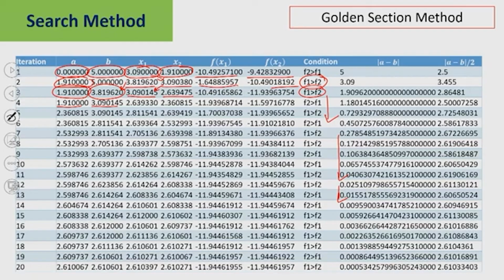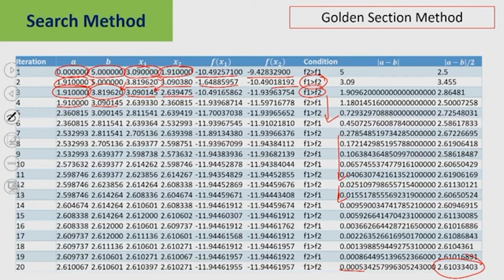So, I have done it up to 20 iterations, and you can see that you have a very narrowed region, and the distance between A and B is 0.00053. Okay. And you are getting the solution, and that solution is 2.61033403. Okay. So, you got the solution using golden section search method.